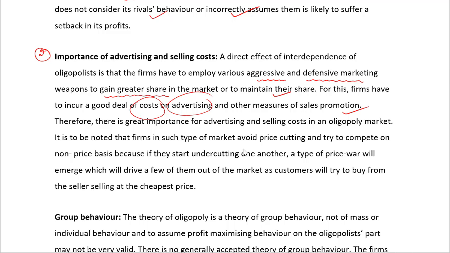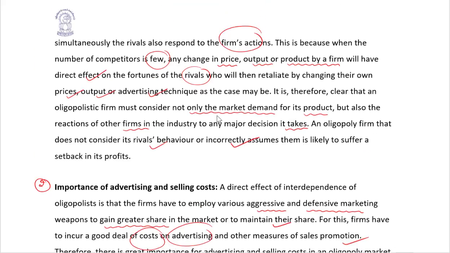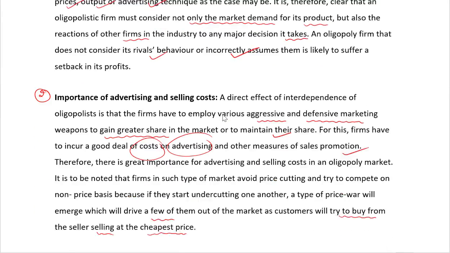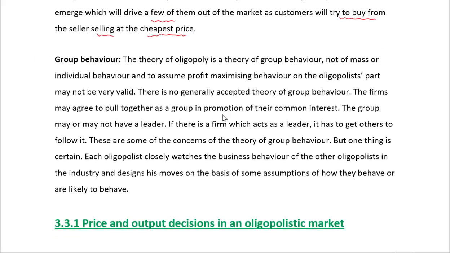It is to be noted that firms in such a market avoid price cutting and try to compete on the basis of non-price competition, because if they start undercutting the prices, a price war will emerge between the competitors, which will drive a few of them out of the market, and the consumers will try to buy from the seller selling at the cheapest price. I believe you got it. So, point number one, strategic interdependence. Point number two, importance of advertising and selling cost.